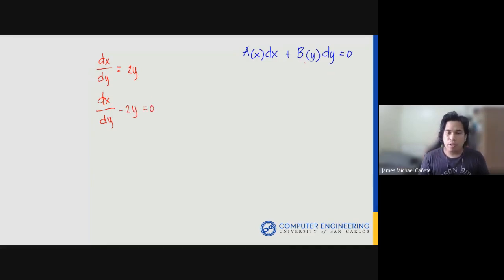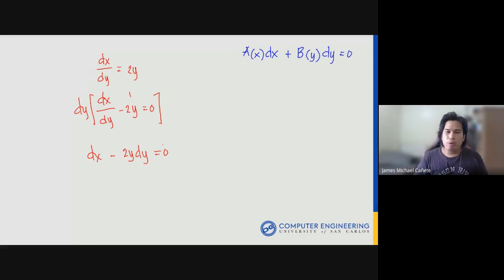At least in the number of terms, we observe that there are two terms here: a term based on dx and a term based on dy. Next, one side of the equation is equal to 0, so we've already covered that. The next thing we can do is multiply the entire equation by dx. We now have dy minus 2y dx equal to 0.